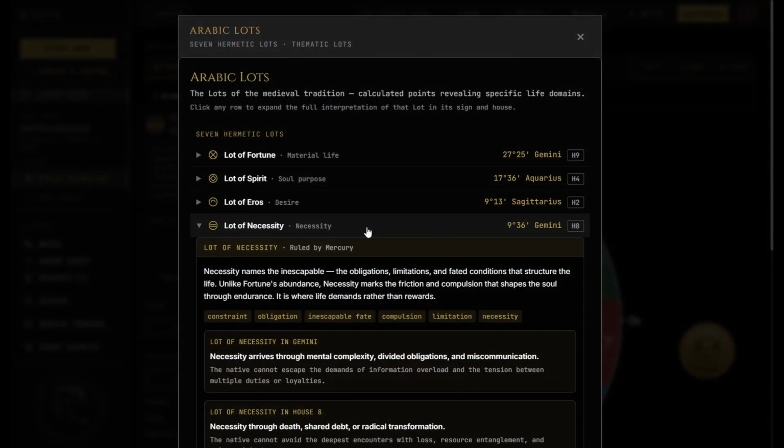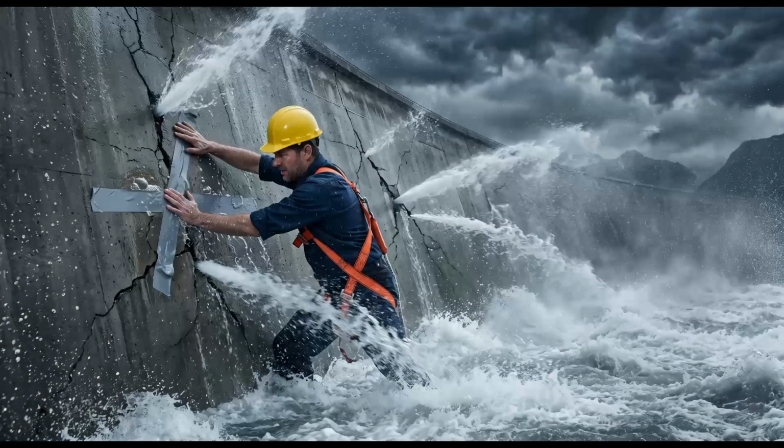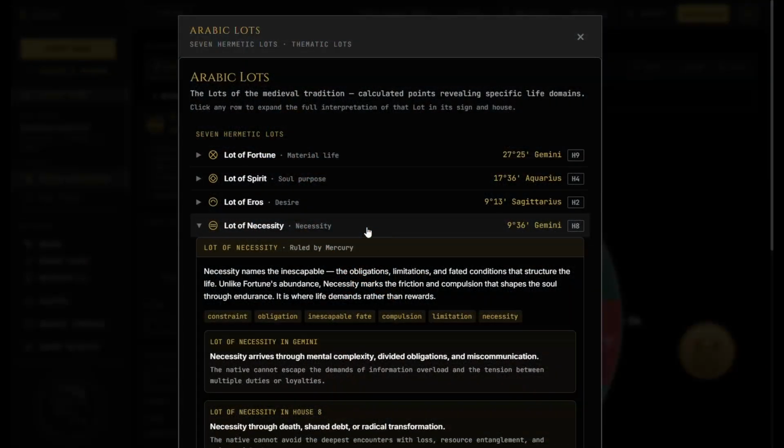This is one of the more sobering lots, but it's genuinely useful. Understanding where necessity operates in your chart is understanding where you're going to encounter the non-negotiable conditions of your life. Fighting against necessity tends to be exhausting and unproductive. Working skillfully within it is a different matter.